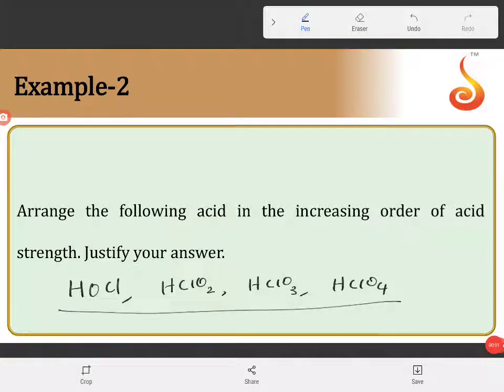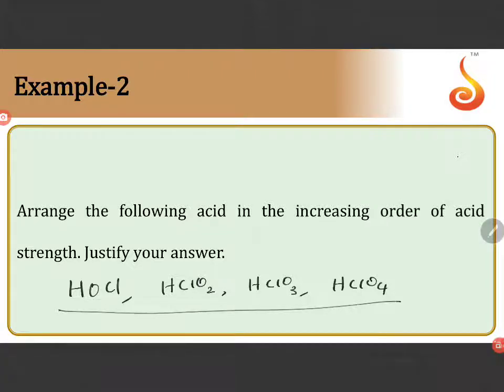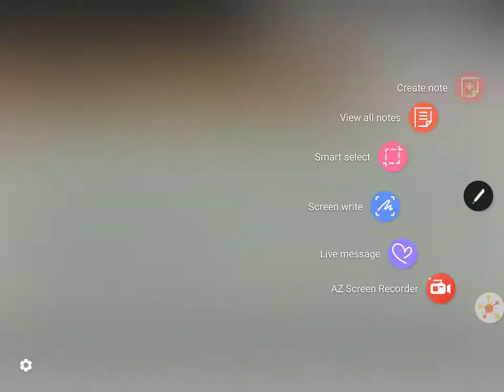Arrange the following acids in the increasing order of acid strength. Justify your answer. Hypochlorous acid, chlorous acid, chloric acid, and perchloric acid. Now let us understand the increasing order of this acid strength, and we need to give the reasons for the justification.